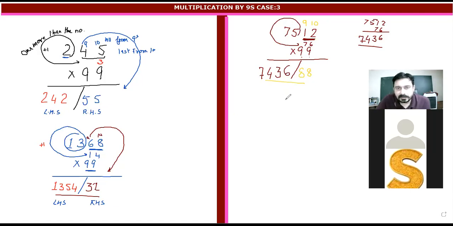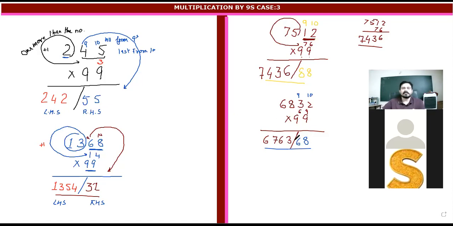This is 6832 times 99. Again, I have to subtract 69 from this number. When I subtract 69 from this number, I get 6763. And then all from 9, last from 10 to only two digits. Okay, so 9 minus 3 is 6, and 10 minus 2 is 8. So the answer is 676368.